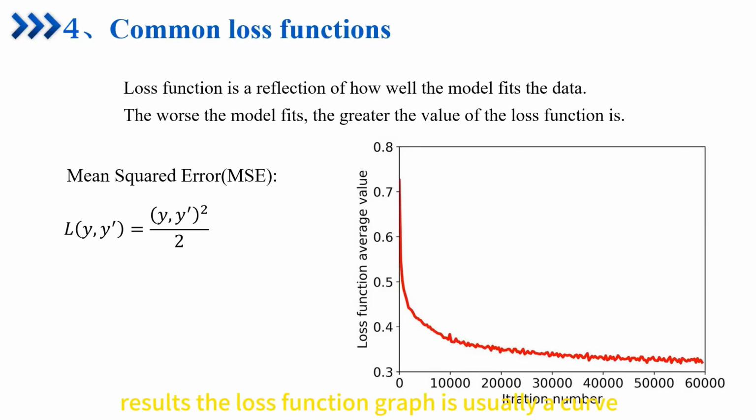The loss function graph is usually a curve that shows how the model's predictions differ from the actual results at different parameter values. The x-axis represents the parameter values, and the y-axis represents the value of the loss function.